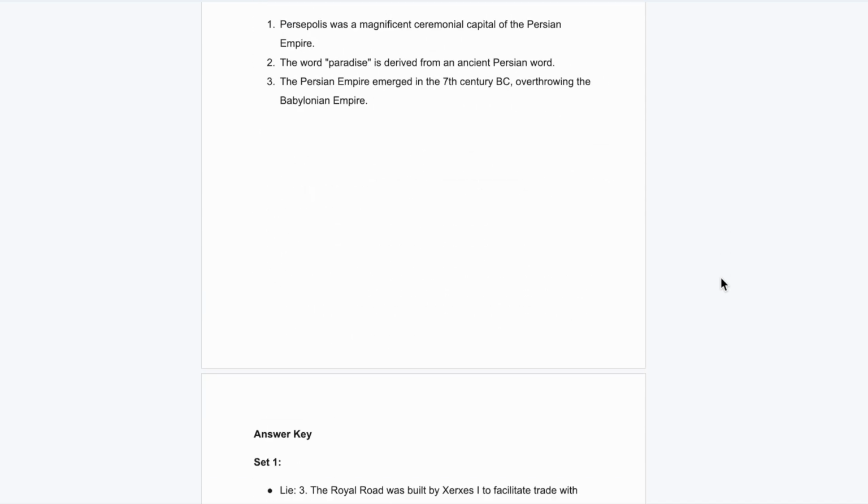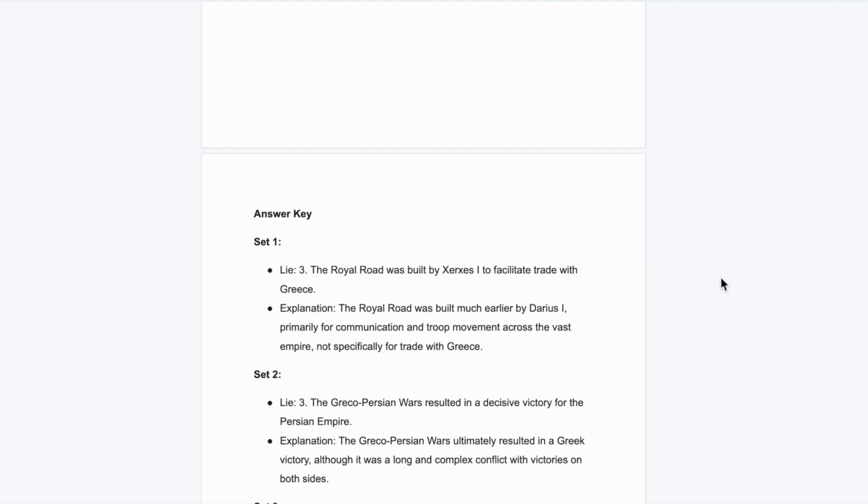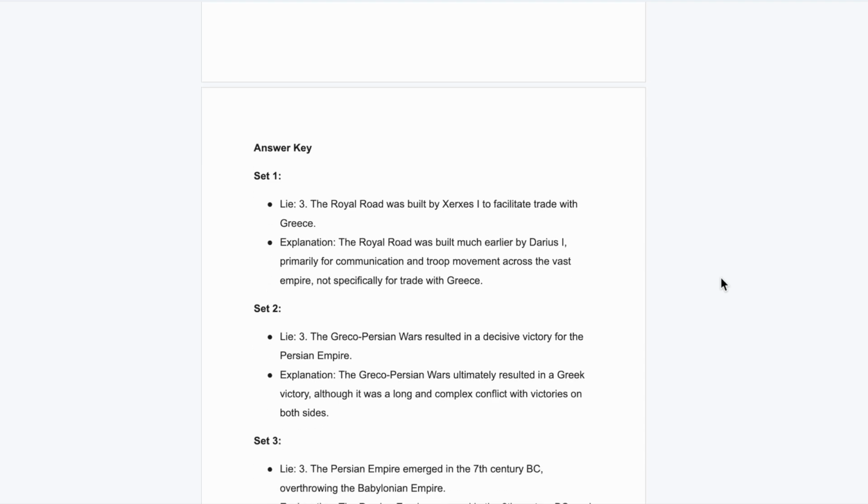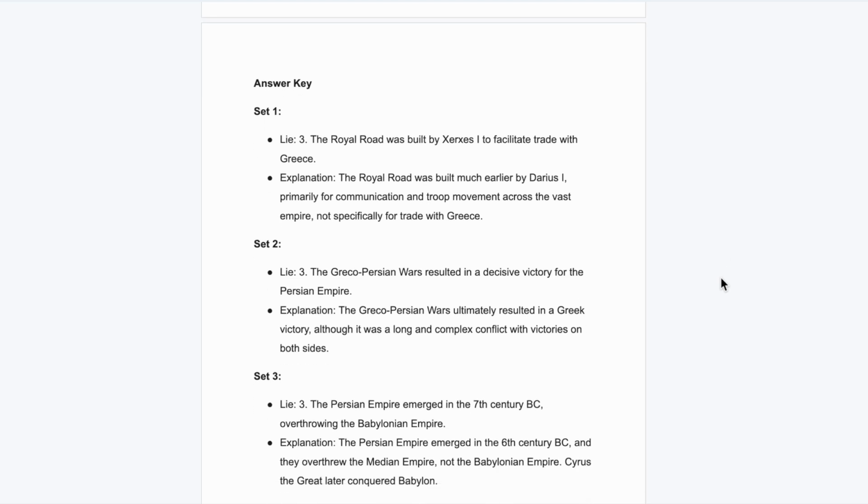So we're going to have an answer key down here that is going to identify what the lie is and then provide an explanation as to why it is incorrect. I will say 99% of the time, these sets are going to be 2 truths and 1 lie, but there is a sliver of the time where I actually do a set of 3 true statements just to kind of keep students on their toes and not let them get too comfortable.